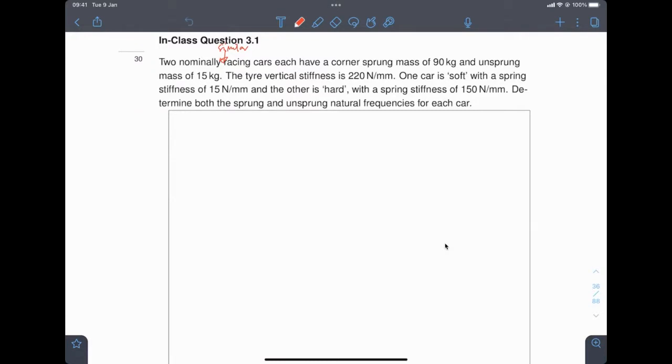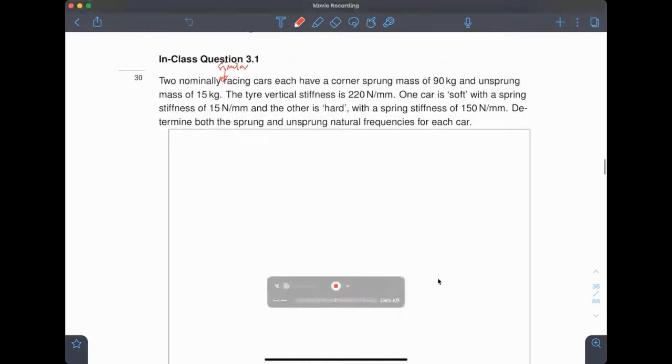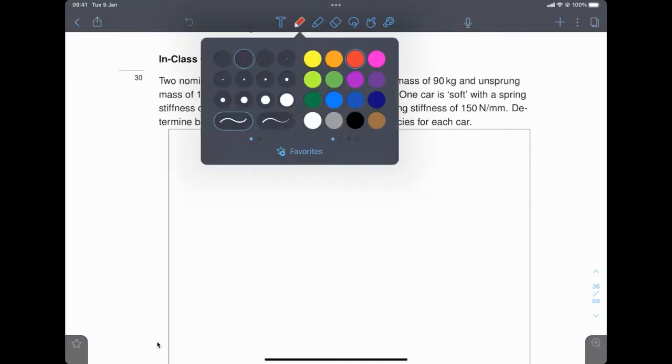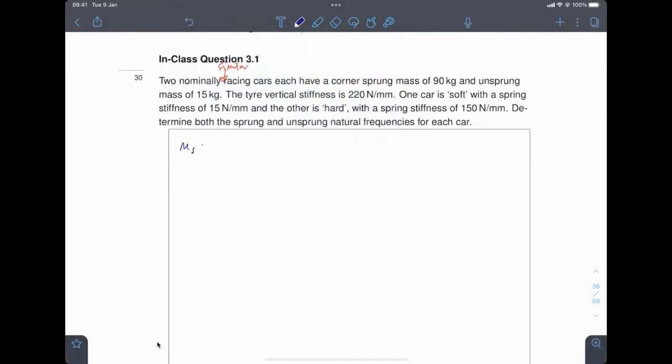So these are the notes. This is page 34, where you've got the question. Yeah, and so we're going to go through and work it out. We've got MS being given to us. If I go for blue, MS is 90 kilograms. MU is 15 kilograms. We've got KT being given to us. That's 220.